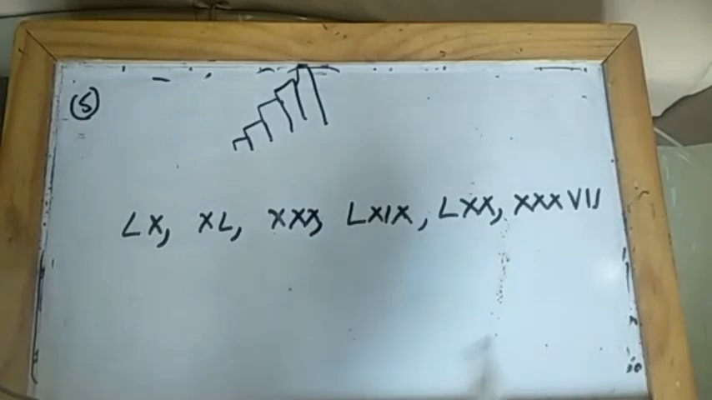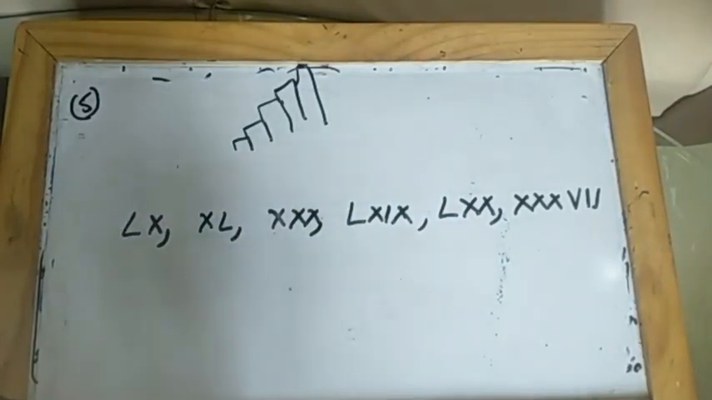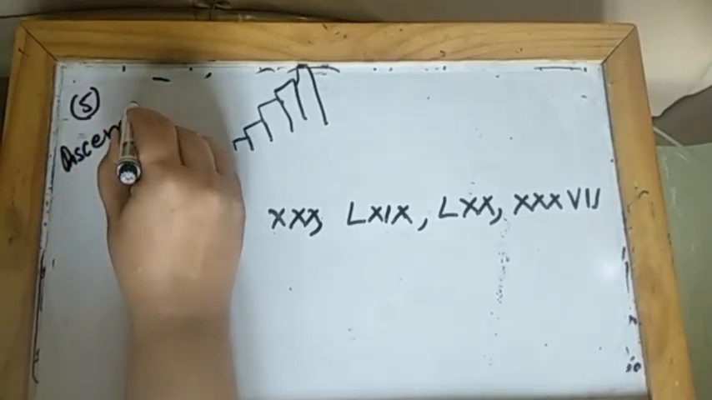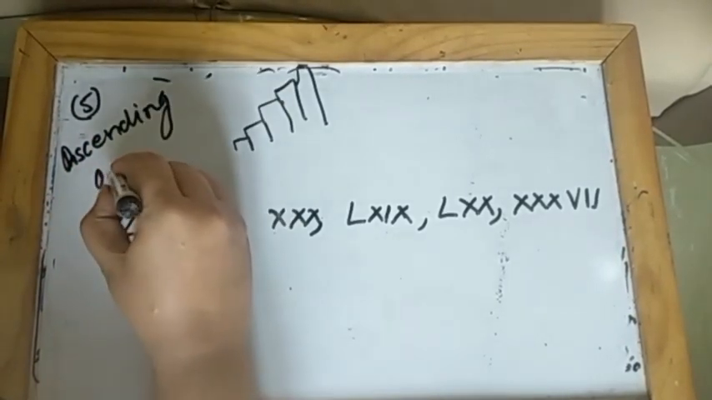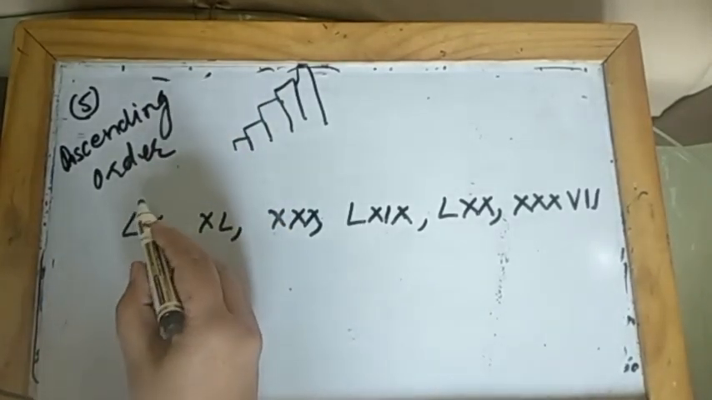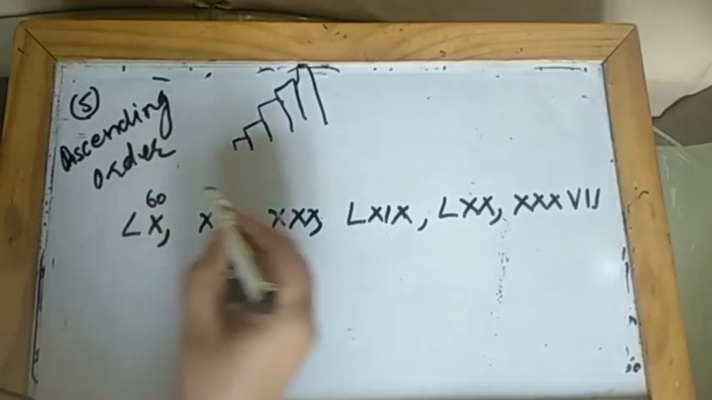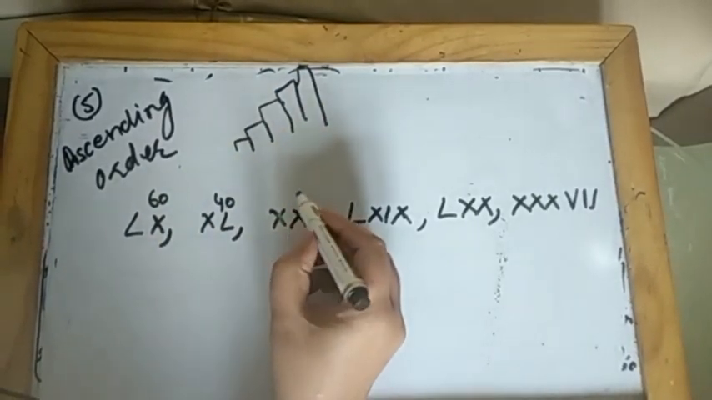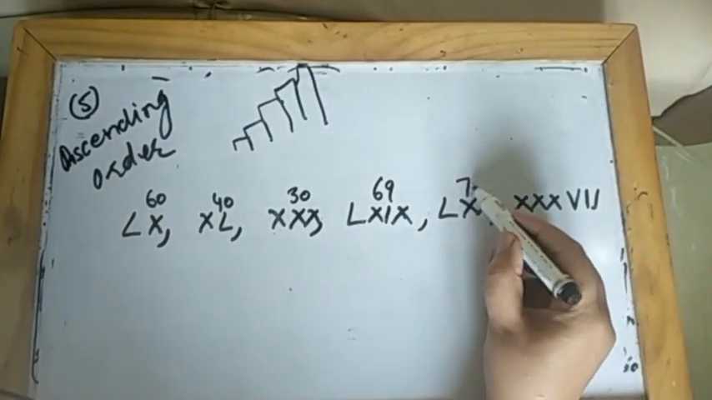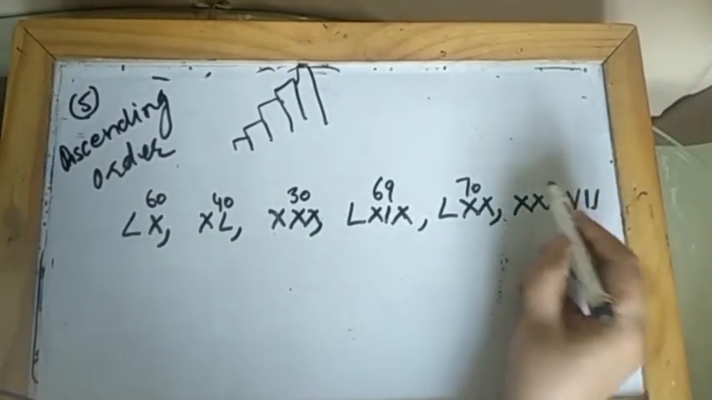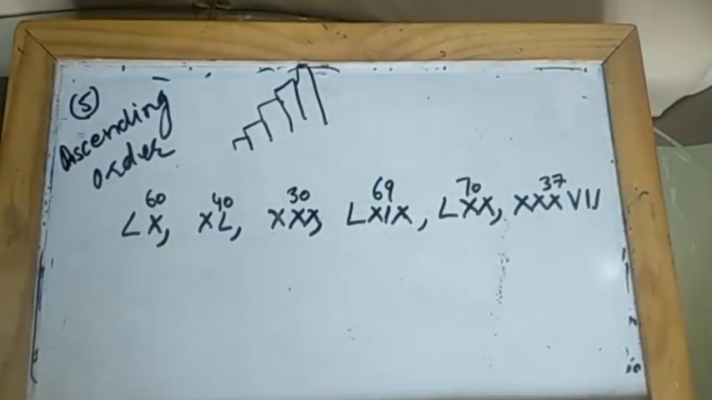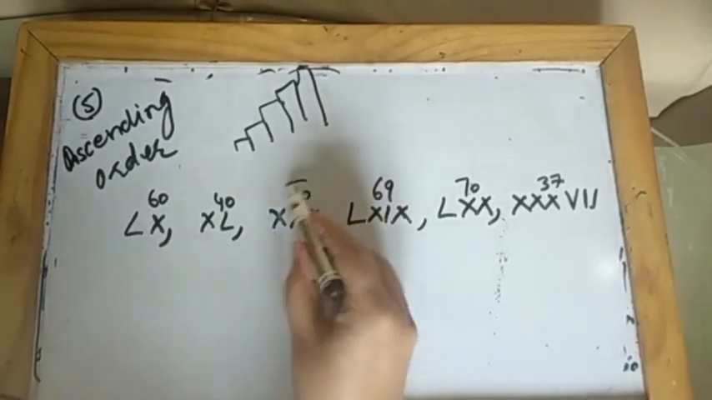So I'll start from the smallest. I have to write this in ascending order. What I can do is convert these numbers into Hindu-Arabic numbers. This is 60, this is 40, this is 30, this is 69, this is 70, and this is 37. When I arrange them in ascending order, 30 is the smallest number.